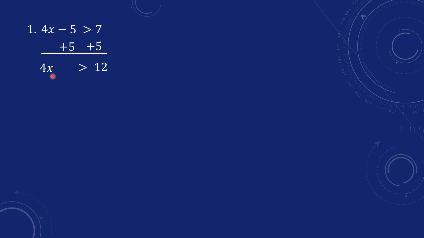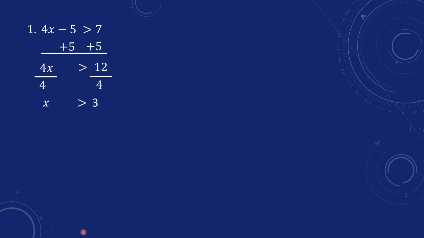This is 4x. This means 4 times x. The inverse or opposite operation of multiplication is division. So we divide both sides by 4. Divided by 4, divided by 4. 4x divided by 4 is x. 12 divided by 4 is 3. So this is now x is greater than 3. The values of x are all real numbers greater than 3.